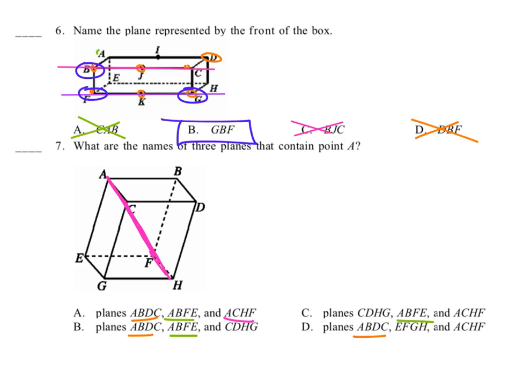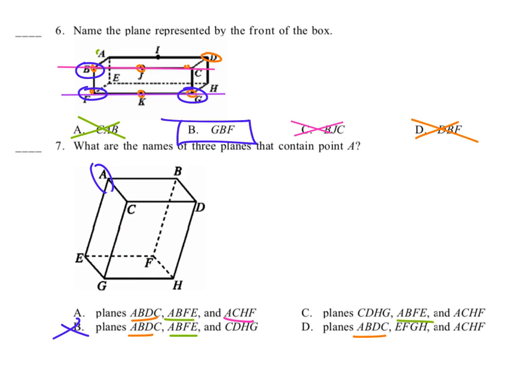So let's just look at the other ones to eliminate it. First of all, let's see what else there is. CDHG, that's this front plane. Point A is not on it, it's in the back, so it's not going to be that one.